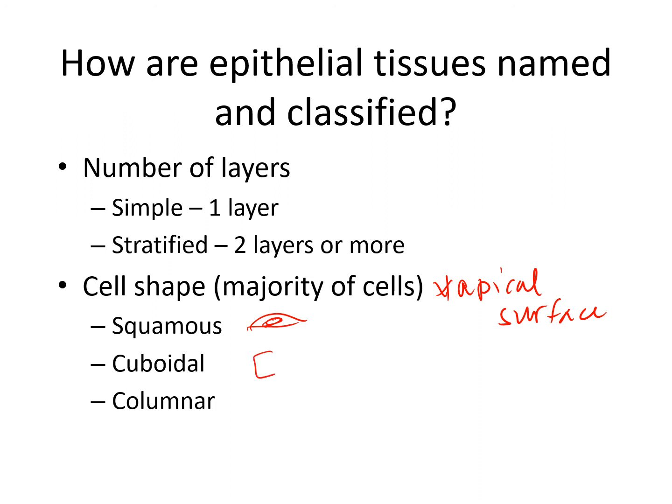Cuboidal cells are exactly as they imply. They are somewhat cube or square shaped, and the nucleus here is somewhat round. Columnar are, again, exactly as their name implies. They are column-shaped, and their nucleus tends to be oblong. Okay, so you may want to associate not only the shape of the cell, but also the shape of the nucleus, because you may not see the shape of the cell very readily.